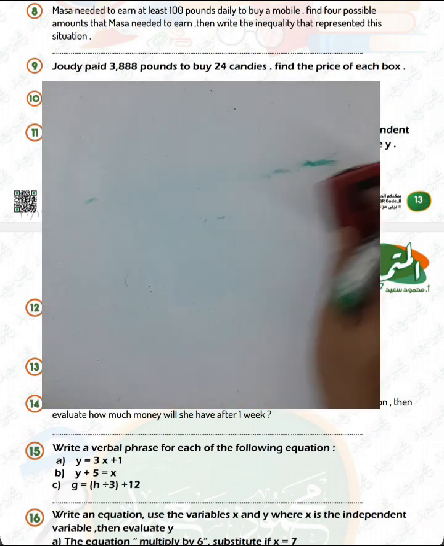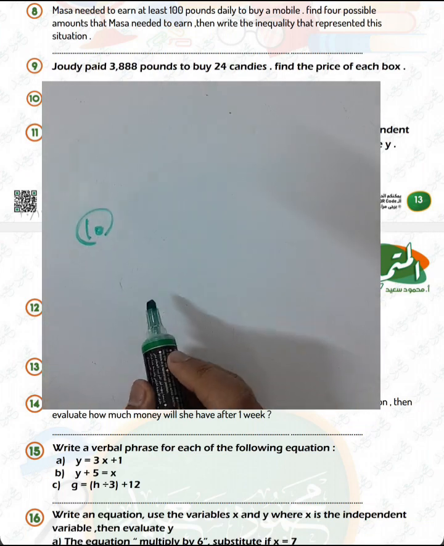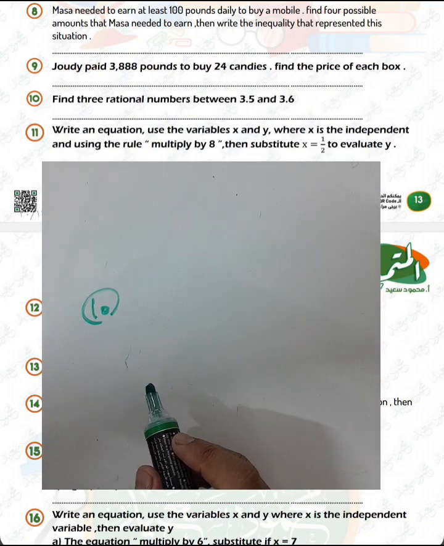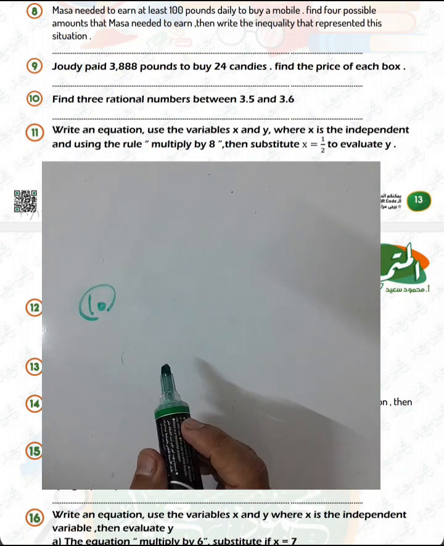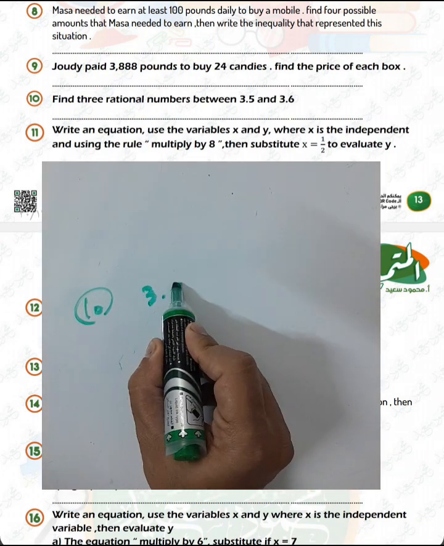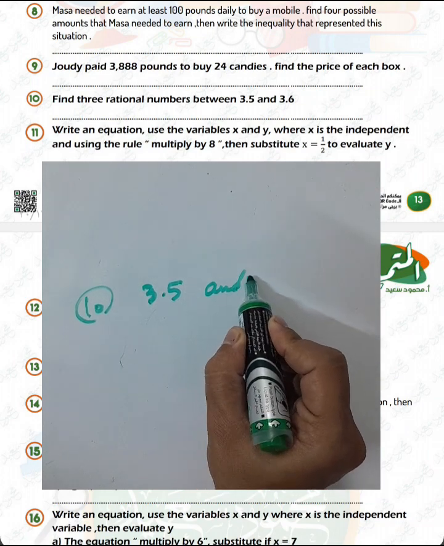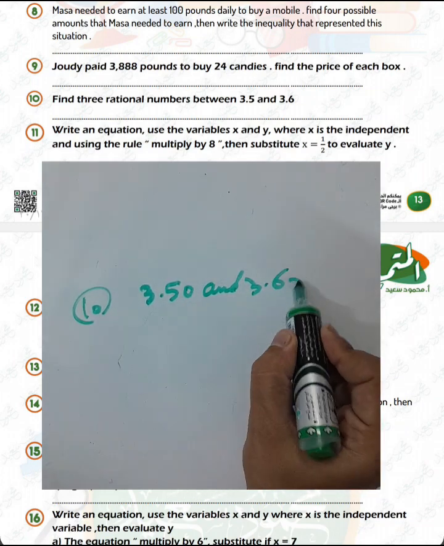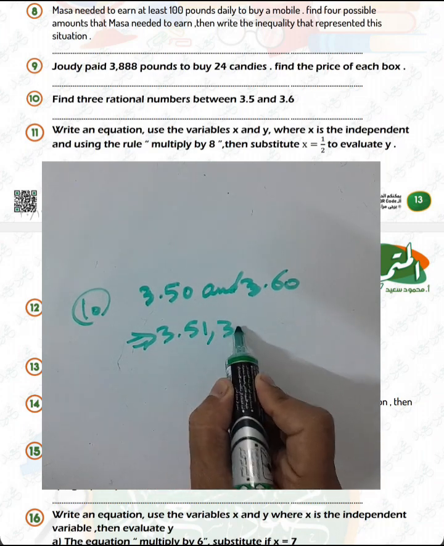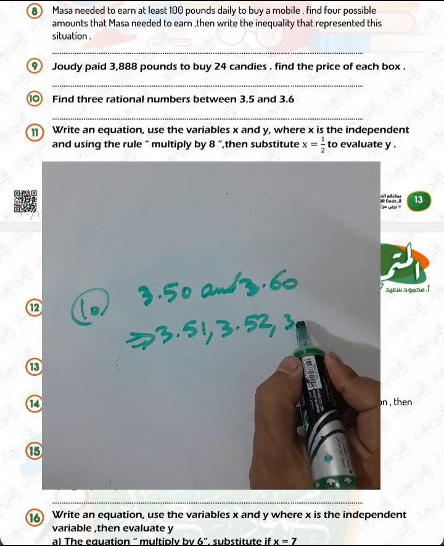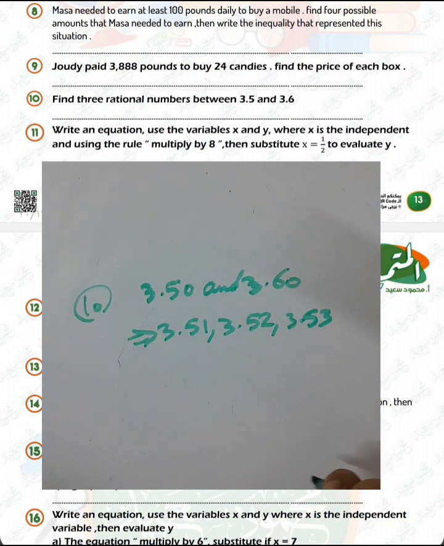Okay, next question number 10. Find three rational numbers between 3.5 and 3.6. You must put 0 here and put 0. The numbers will be 3.5 and 1, 3.5 and 2, 3.5 and 3.